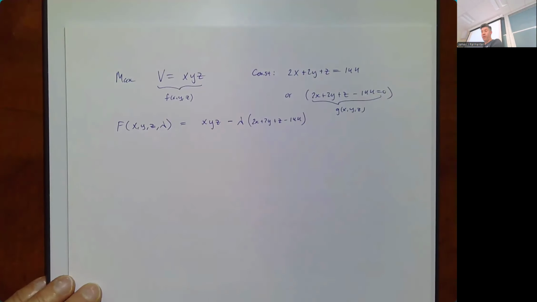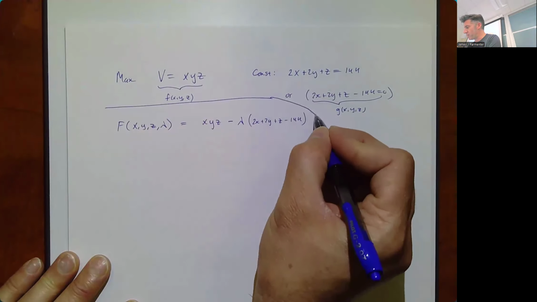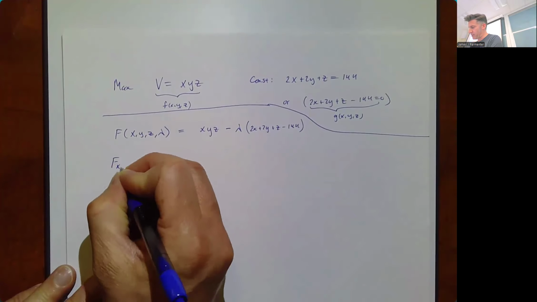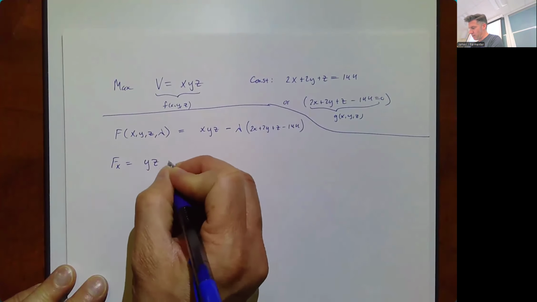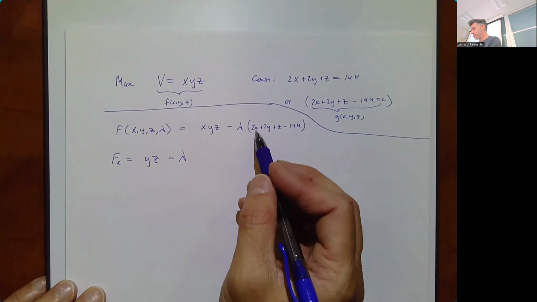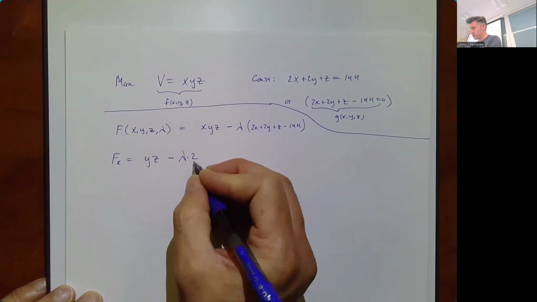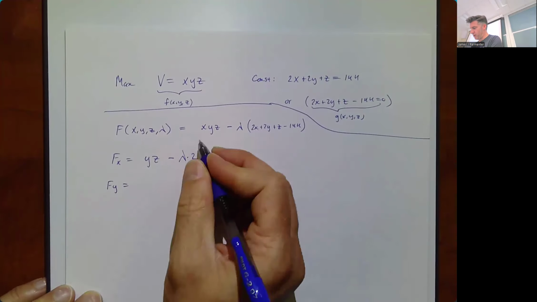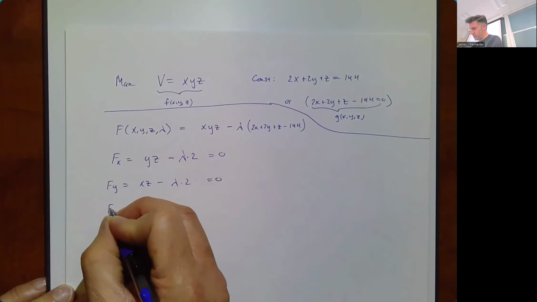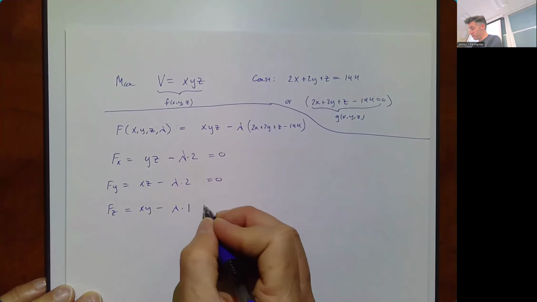And then we're going to find all the partial derivatives and set them equal to 0. The reason why this kind of works is you're essentially seeing where both things get maximized at the same time. So our capital Fx is going to be yz minus lambda times the derivative of 2x, since lambda is a constant, although it's acting like a variable. The derivative of 2x is just 2. Fy is going to be xz minus lambda times 2. Fz is going to be xy minus lambda times 1.